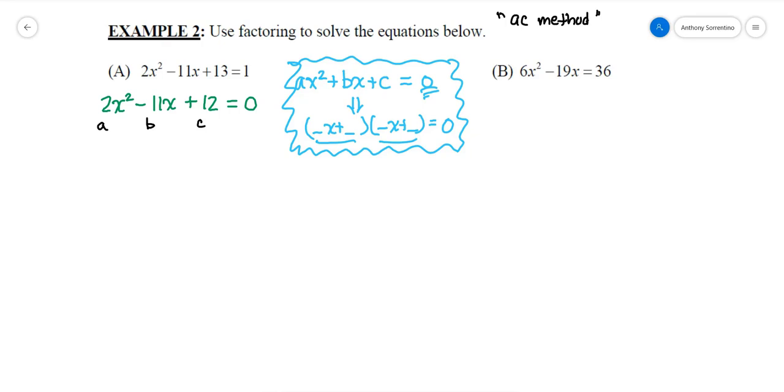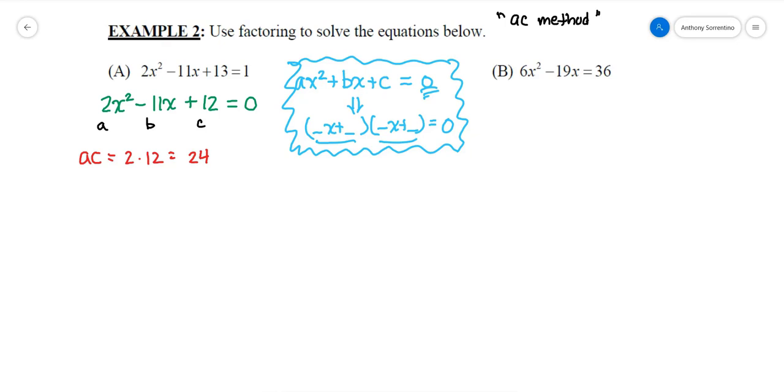The AC method comes from these letter designations: A being the number attached to the x squared, B being the number attached to the x, and C being the constant term when it's set equal to 0. So what I'm going to do is calculate what AC is, which means A times C. In this case, it's 2 times a positive 12, which is 24.